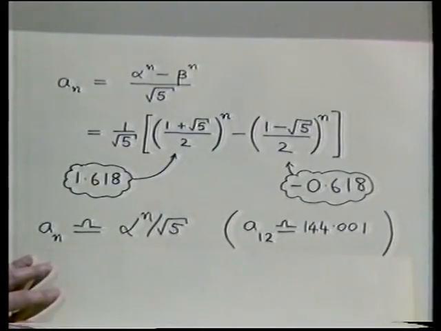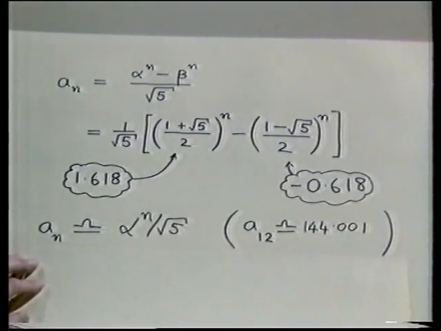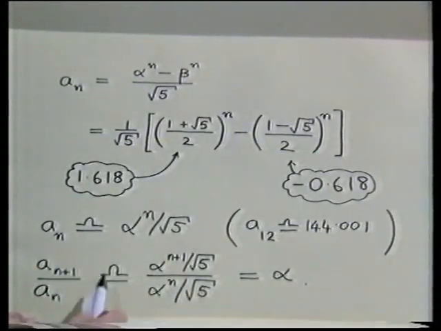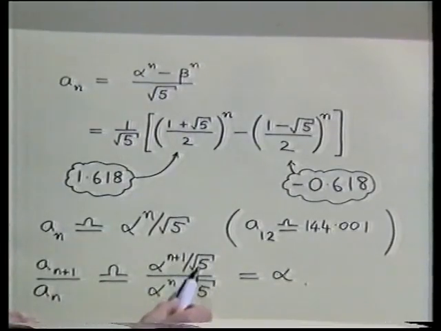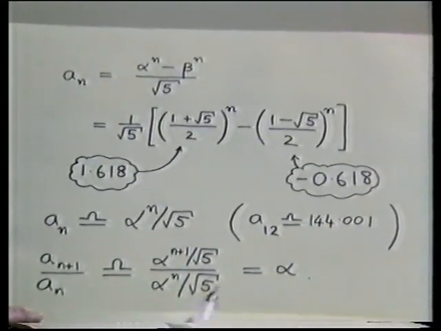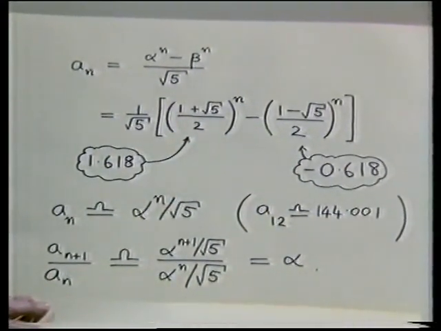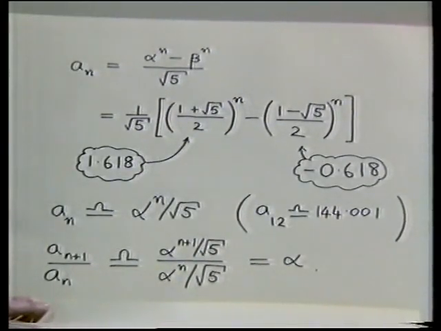Well, there's one further thing that we can get from this, and that is that the ratio of successive Fibonacci numbers is approximately alpha to the n plus 1 over root 5 divided by alpha to the n over root 5. And that, of course, is just alpha. So, as n tends to infinity, the ratio of successive Fibonacci numbers tends to alpha, which is about 1.618.